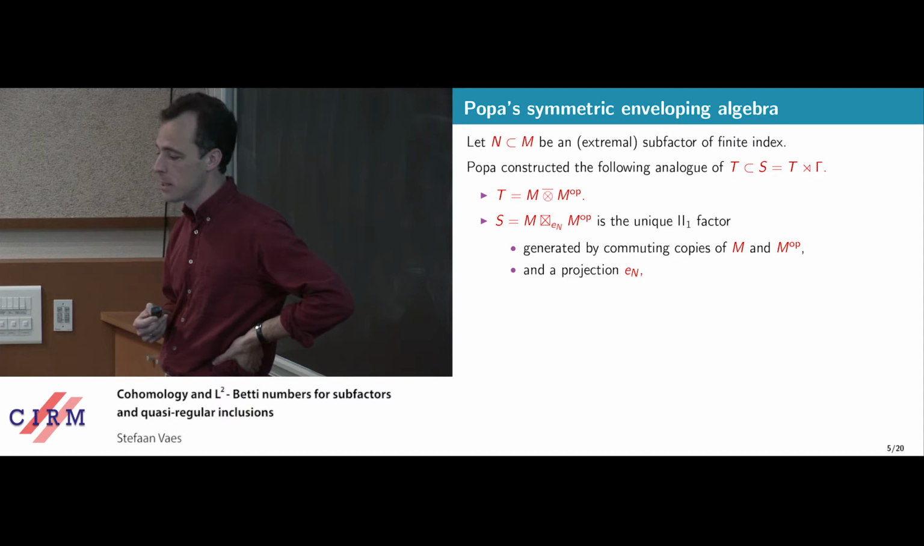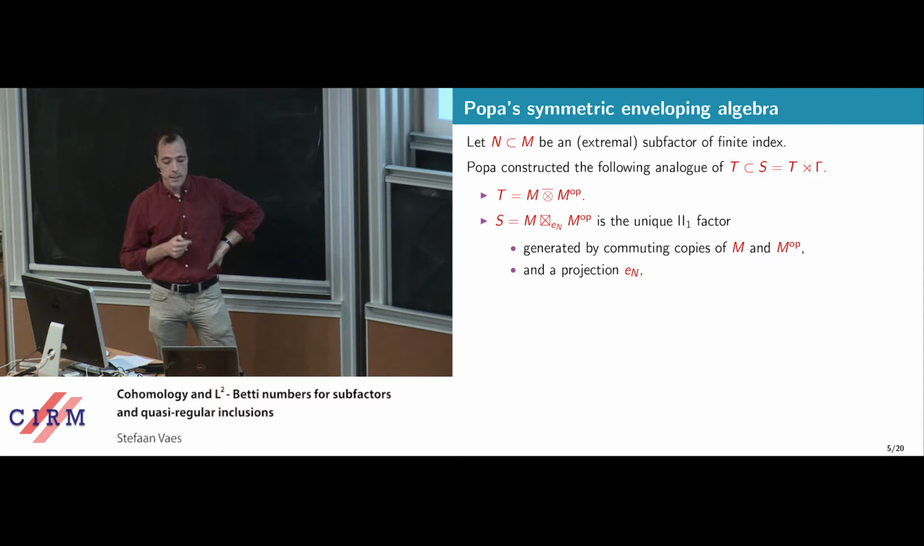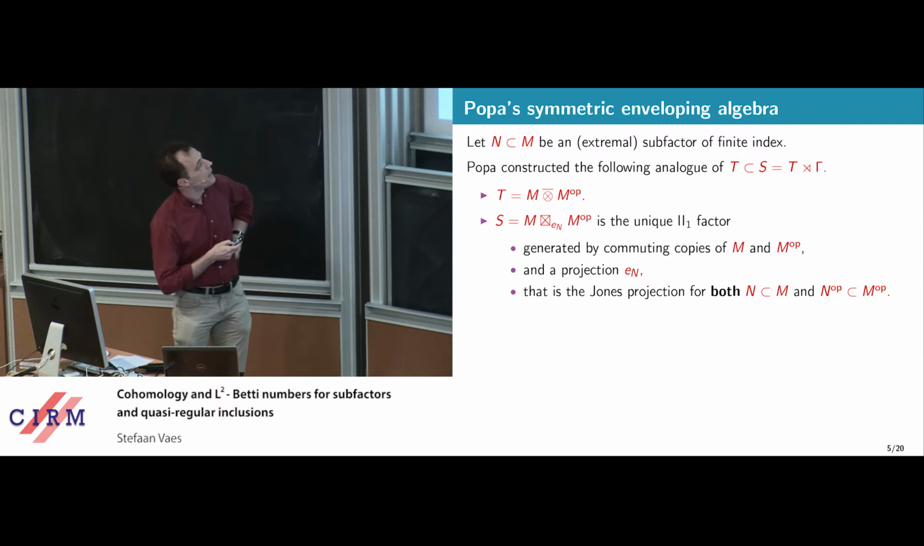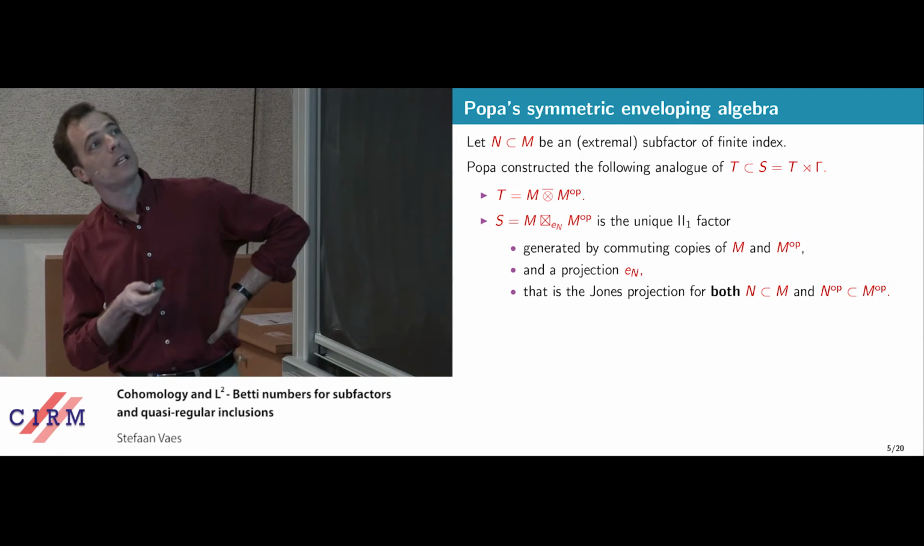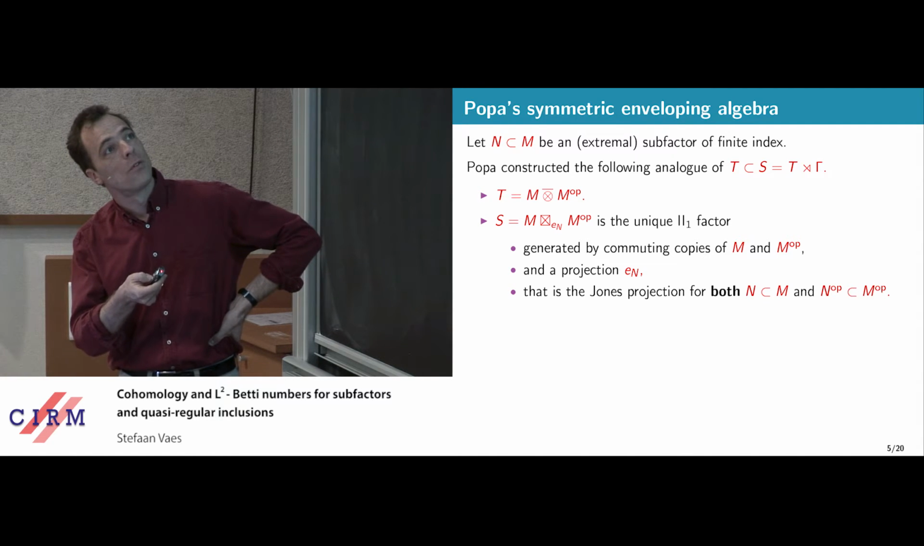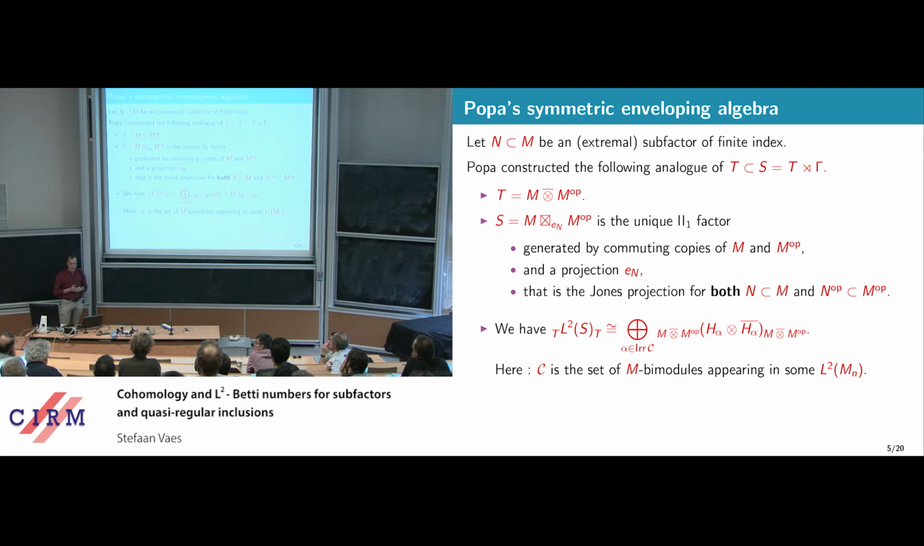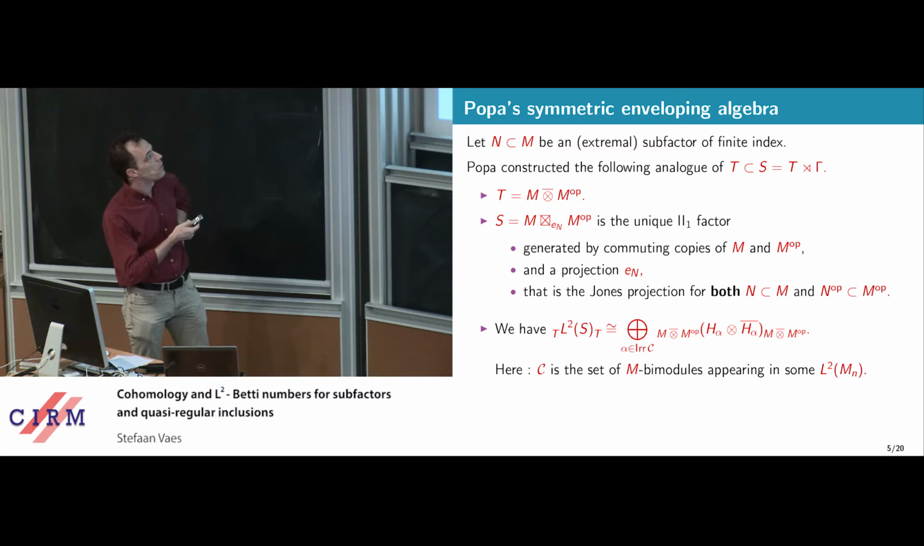And then S contains, apart from these commuting copies of M and M opposite, a single projection e_N, and this projection e_N has the property that it plays the role of the Jones projection, both for the inclusion of N in M and for the inclusion of N opposite in M opposite. Because I have the algebra M with its subalgebra N, and it respects the Jones relations with respect to e_N, but the same for M opposite. So that's one way to look at the symmetric enveloping algebra. Now, in this way, it's not at all clear why this should have the flavor of a cross-product construction. Now, I will try to explain why it does have the flavor of a cross-product construction by giving this decomposition of L2 of S as a T bimodule.